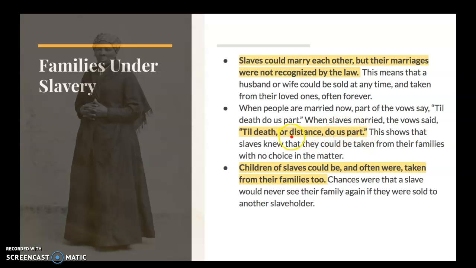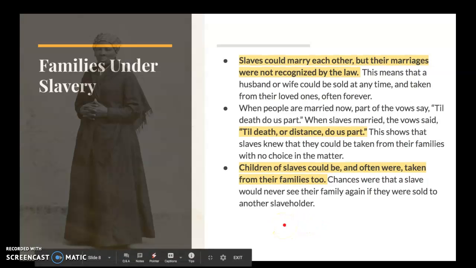knowing that death might separate them, but also if the husband or wife were removed by being sold. So, death or distance do us part. It shows that slaves knew that they could be taken from their families with no choice in the matter. And children of slaves could be, and often were, taken from their families too. So chances were that a slave would never see their family again if they were sold to another slaveholder. Just terrible stuff.